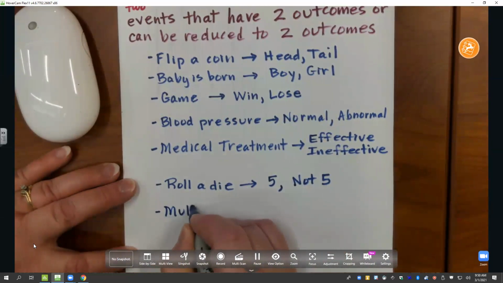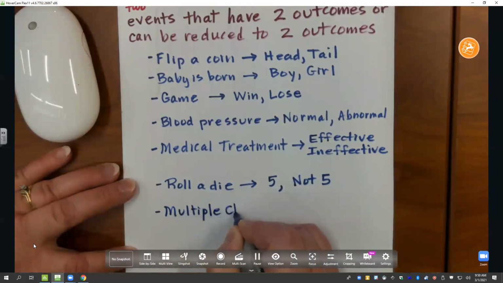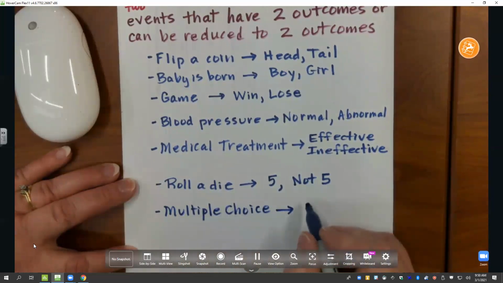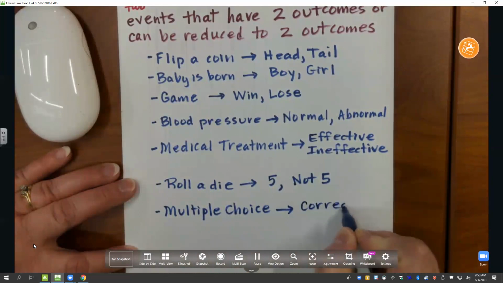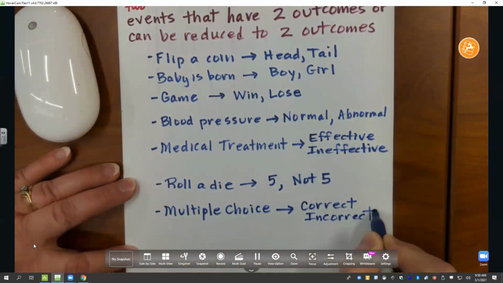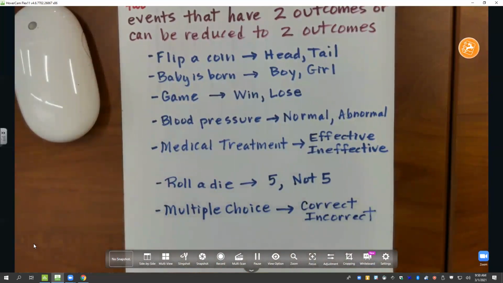Another example is taking a multiple choice test. Typically with multiple choice, you'll have 4 to 5 answers, and you can reduce that to whether you choose the correct answer or the incorrect answer. So sometimes you may have to stop and think about it: could that event be reduced to 2 outcomes, such that you get what you want or you don't? Okay, so there are some examples of binomial probability distributions.